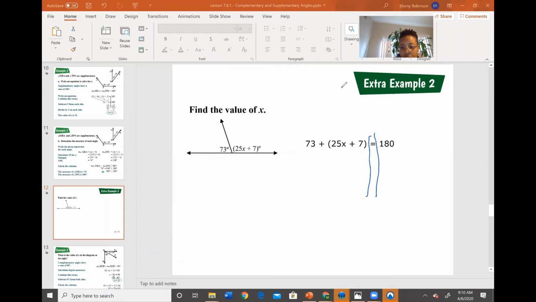All right. First thing, I notice I have parentheses. Can I distribute? Well, I see a plus sign. There's no number in there. So that means that's like multiplying each one of these by 1. So I can just take it right out of those parentheses. So let's do that. So my problem is 73 plus 25x plus 7 equals 180. All right, next step.